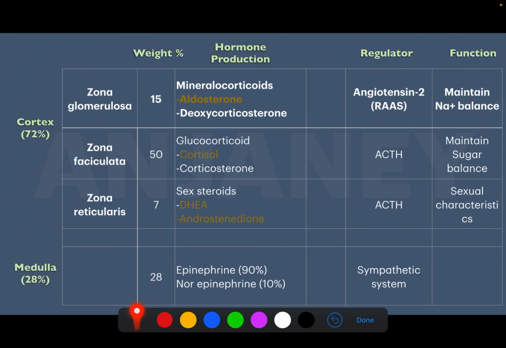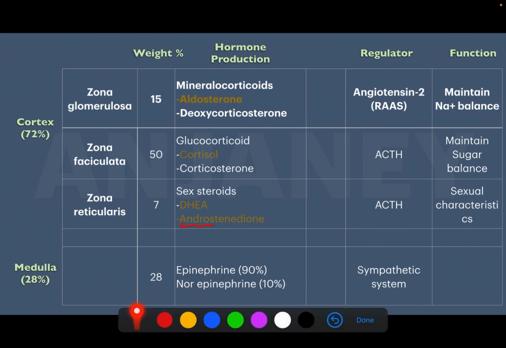Fasciculata releases glucocorticoids, which are cortisol and corticosterone, and reticularis, the bottom one, releases sex steroids, DHEA and androstenedione. What is andro? Andro represents androgens, which are sex hormones, right? So androstenedione, aldosterone, cortisol, and DHEA. So these were the hormones. Medulla releases epinephrine and norepinephrine. So these were just the names of the hormones.